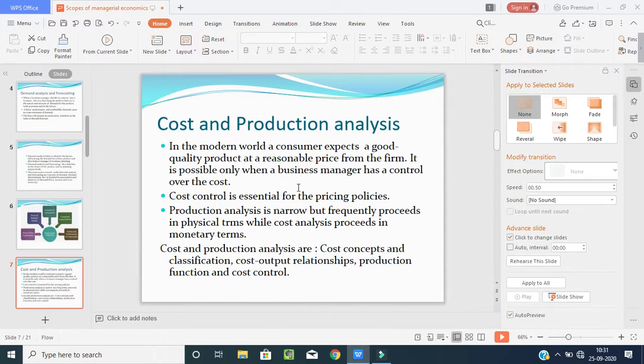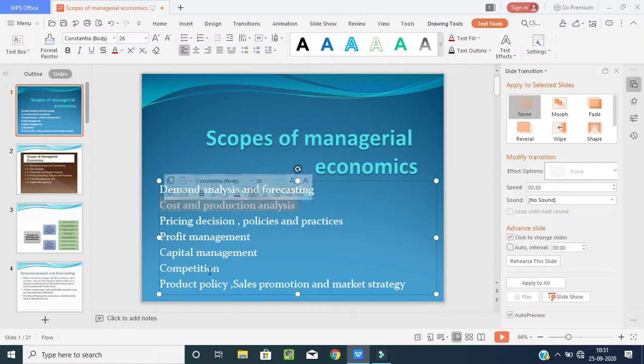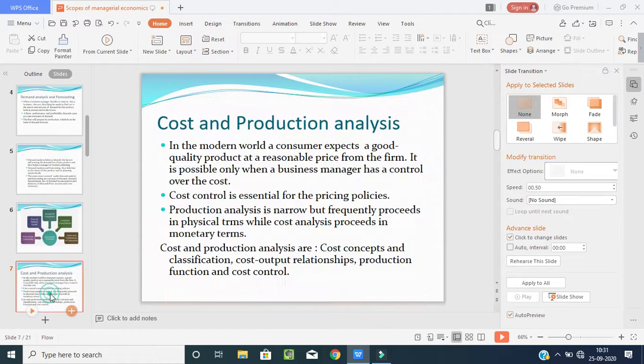Now we'll take up the second thing, that is nothing but cost and production analysis. This is the second part. Now we'll learn what it means, the cost and production analysis. Now, be careful students. I hope you have understood demand analysis and forecasting, creating the demand in the market for the product by the manager or by the firm, in simple logic. Now coming to the cost and production analysis: what is cost analysis and what is production analysis?